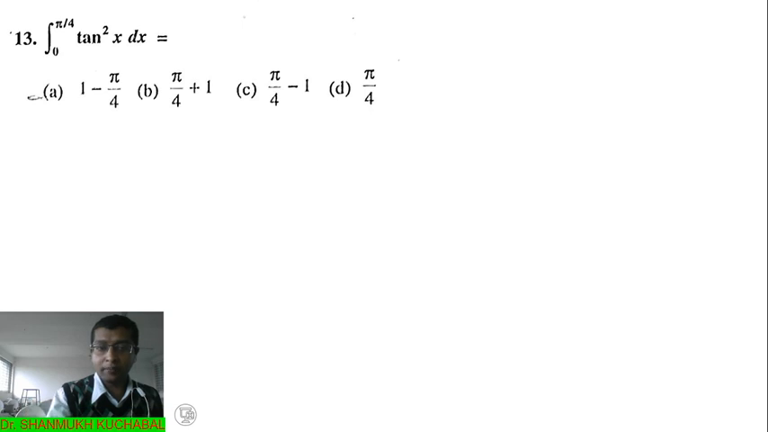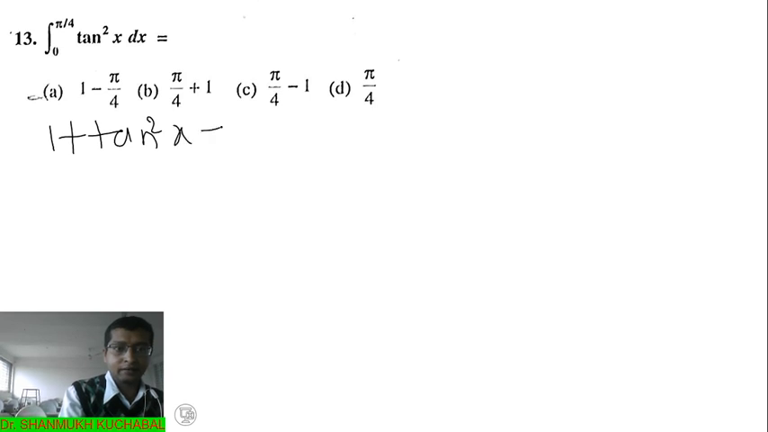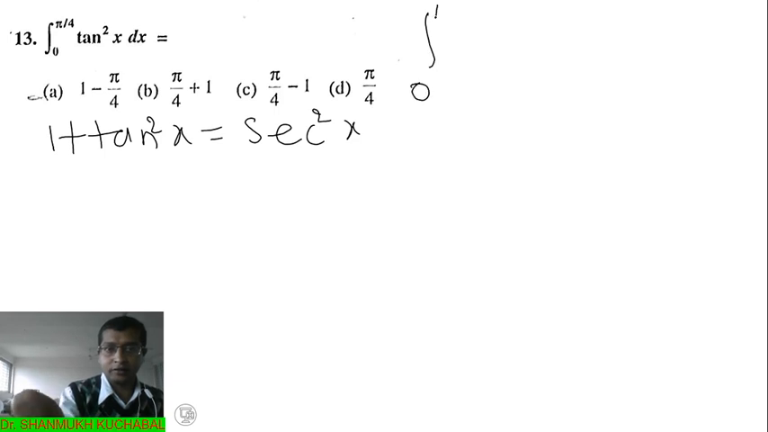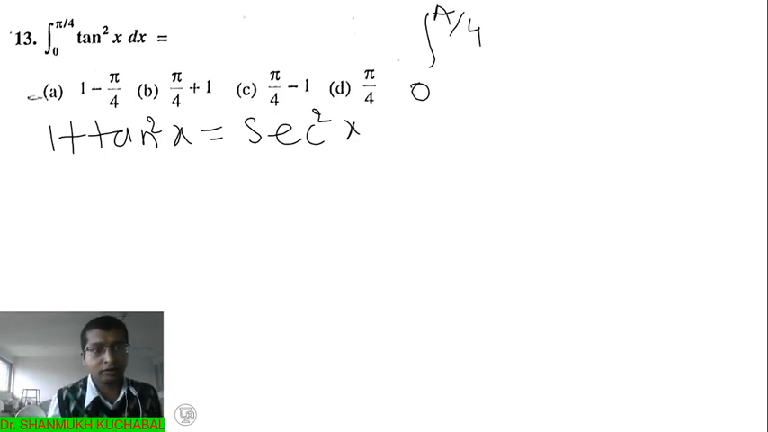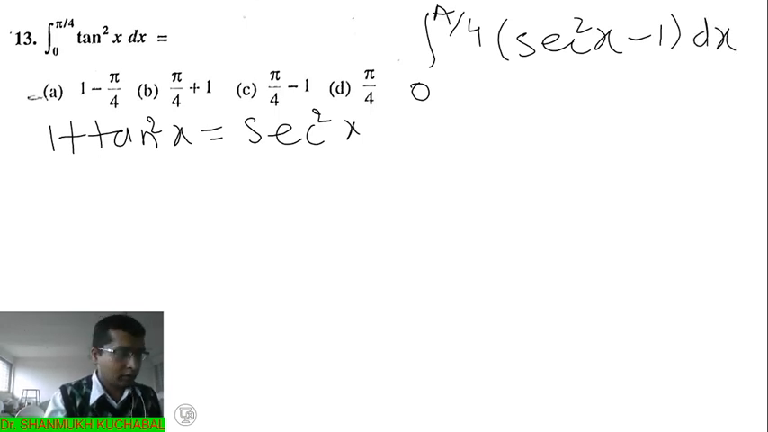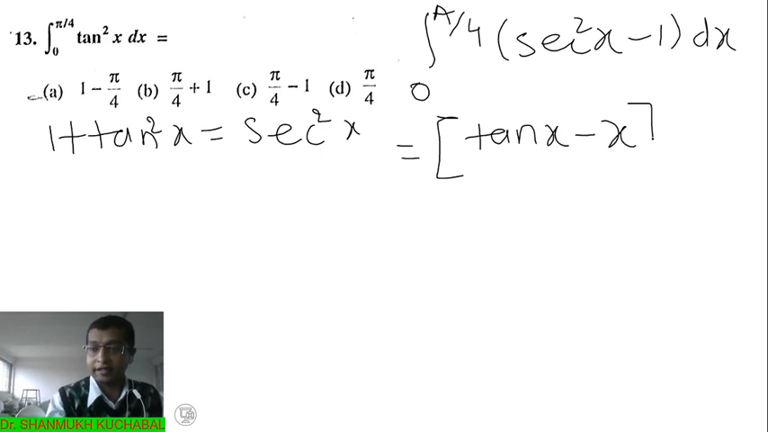So we use a trigonometric identity, that is 1 plus tan square x equals sec square x. So I can write the integration from 0 to pi by 4, and the solution for tan square x is sec square x minus 1 times dx. Further, we find the integration of sec square x, which is tan x, and minus x, since the integration of 1 is x. The limit is from 0 to pi by 4.